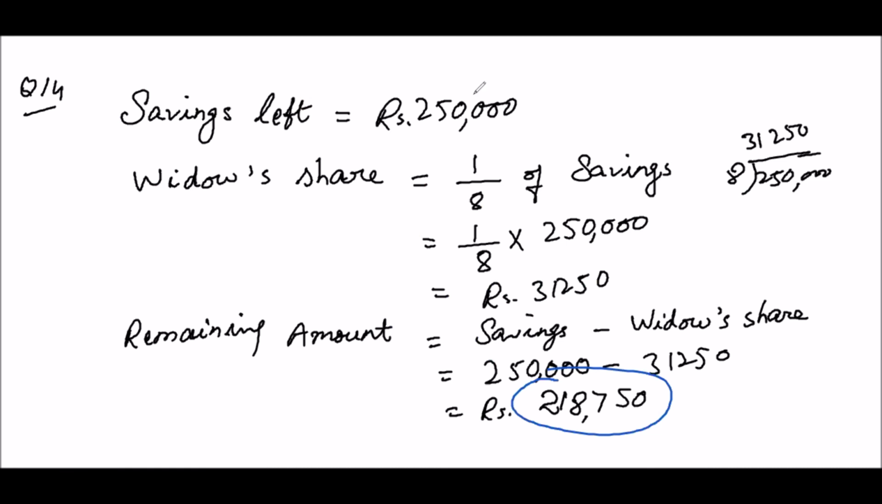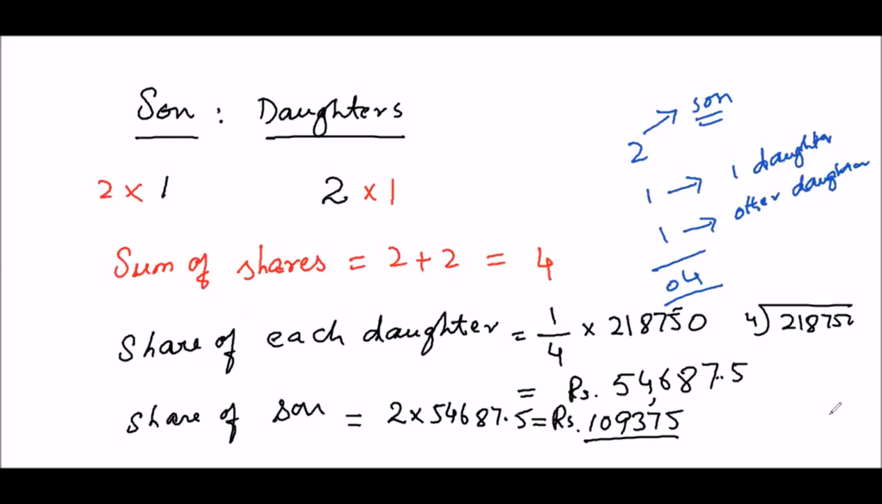For example, saving of a person was 250 and widow's share came out to be 31,250. We subtracted and we had this amount 218,750. Now we will further divide into one son and two daughters. Each son gets twice of that girl. If girl has 1 rupee, then the boy will have 2 rupees. So we will multiply boy with 2 and girl with 1.